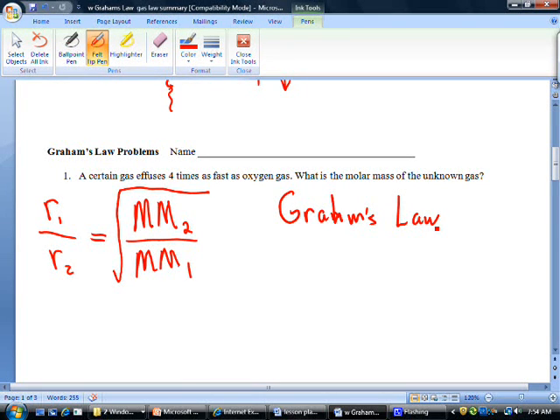And you use this formula if you want to compare rates of two different gases, or if you have the rates of two different gases but you need to know the molar mass of one of them. That kind of problem. In fact, let's look at the problem right here on your worksheet. A certain gas effuses 4 times as fast as oxygen gas. What is the molar mass of the unknown gas?